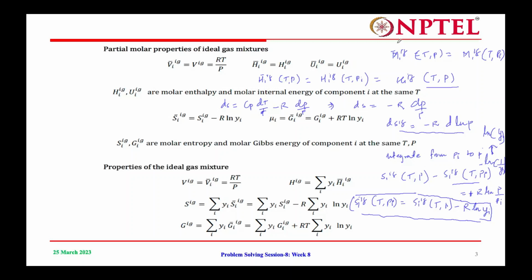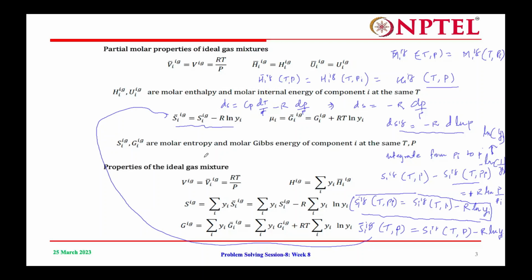This is the Gibbs theorem: the partial molar property at temperature and pressure equals the molar property of the pure species at temperature and partial pressure. So you can write Si^ig bar at T and P equals Si^ig at T and P minus R ln yi.